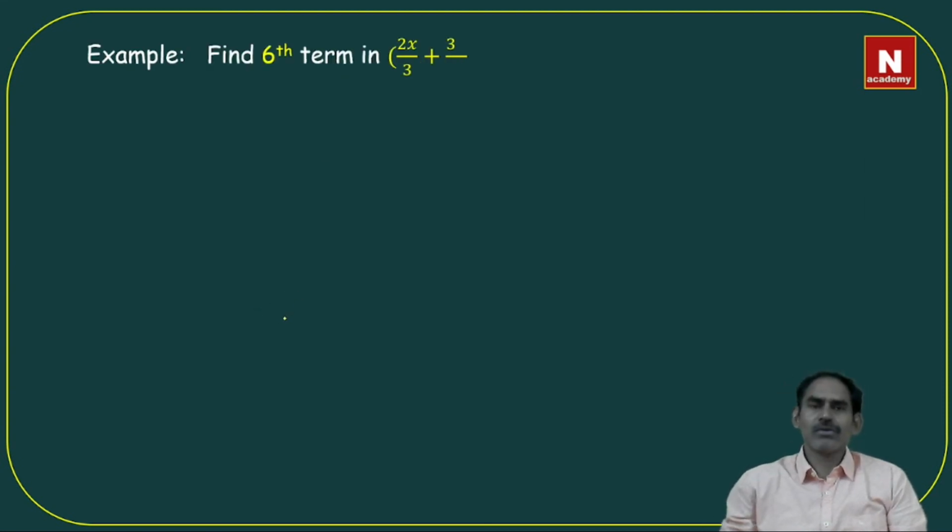Take another example. Find the sixth term in the expansion of (2x by 3 plus 3y by 2) whole power 9. Directly we have to find the sixth term from this. Actually, the index is 9, which means we will have a total of 10 terms if we expand this. But here only the sixth term is required. By using the general term formula, we can find the sixth term.